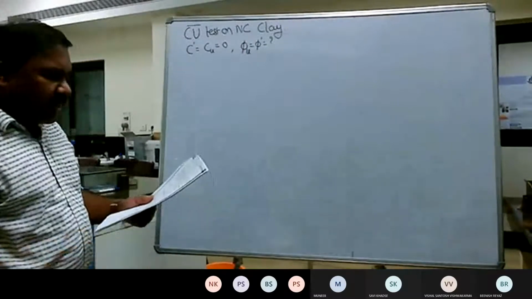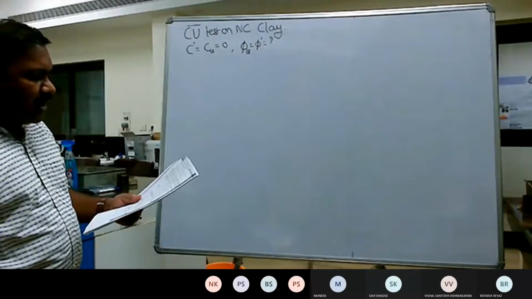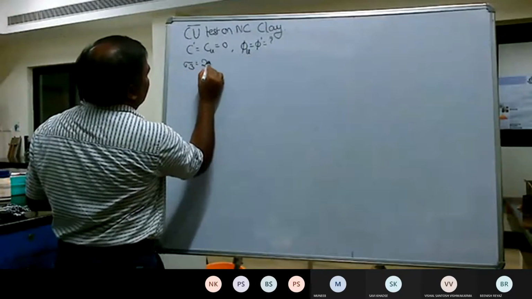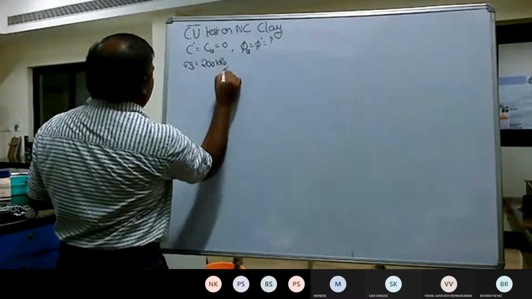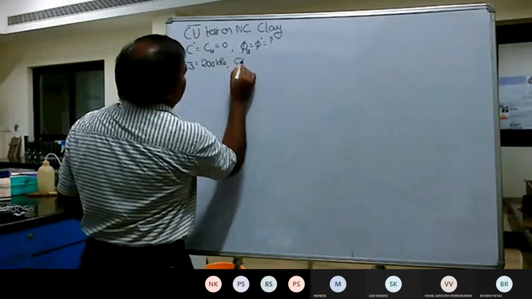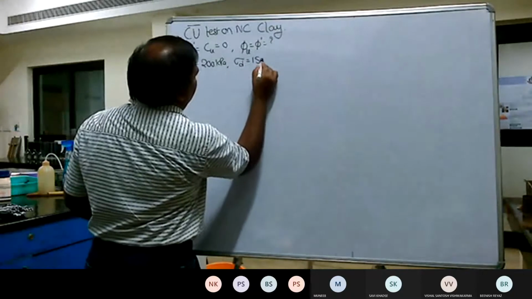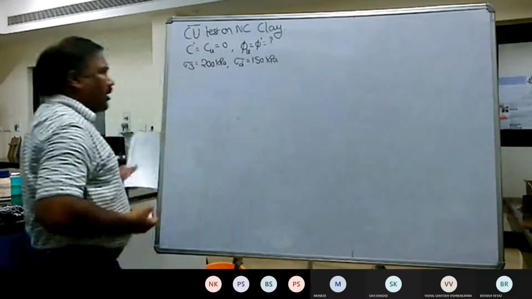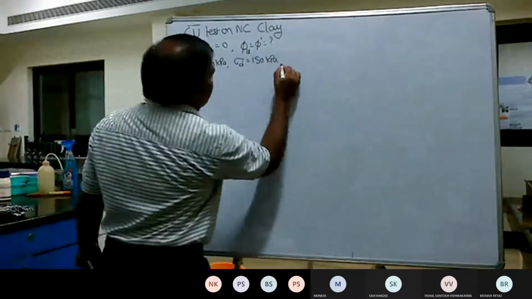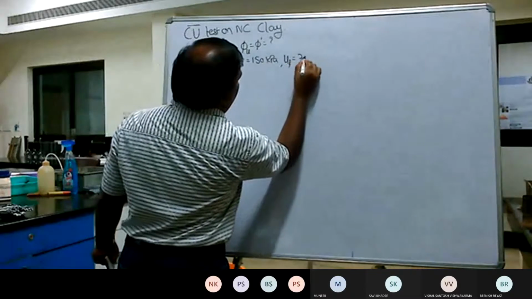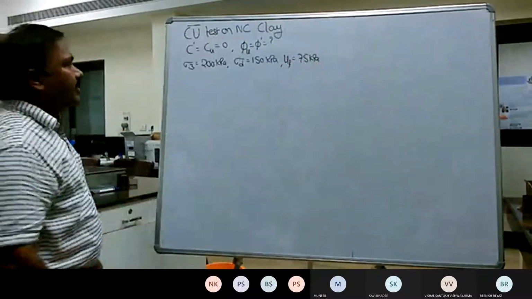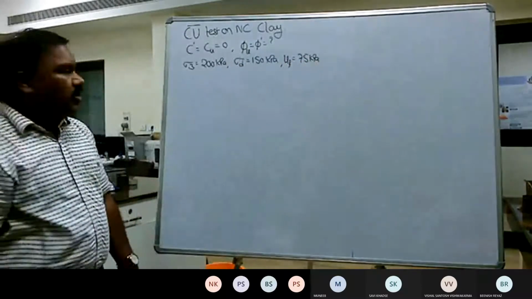Now look at the data. A sample was consolidated under a stress of 200 kPa, so sigma 3 is 200 kPa, and failed at an additional axial stress of 150, so sigma D is 150 kPa. The pore pressure at failure, UF, is 75 kilopascals. So this is the data. Now it is quite easy.